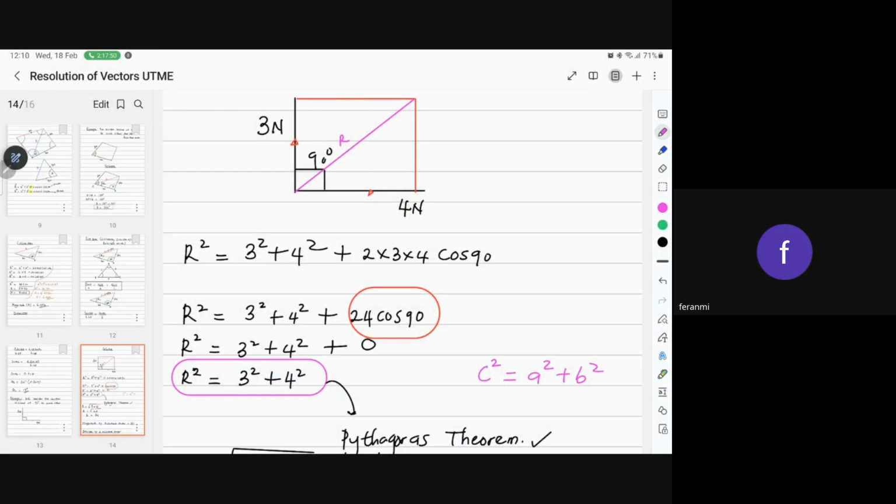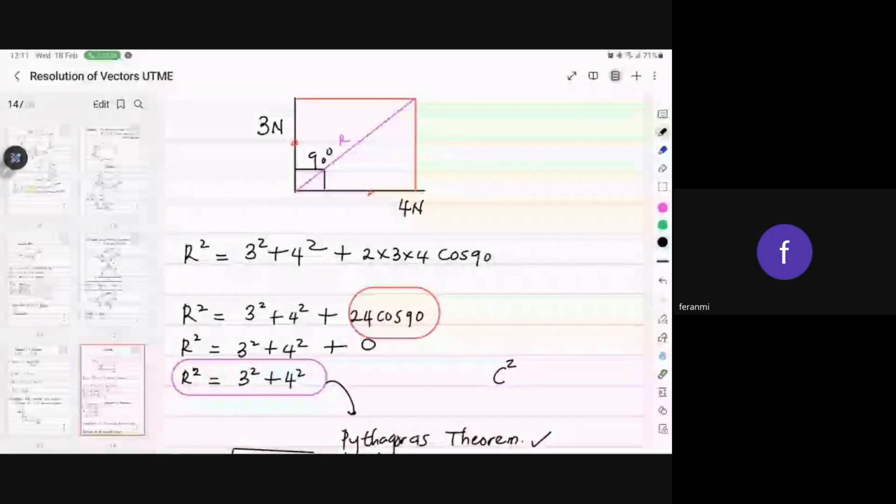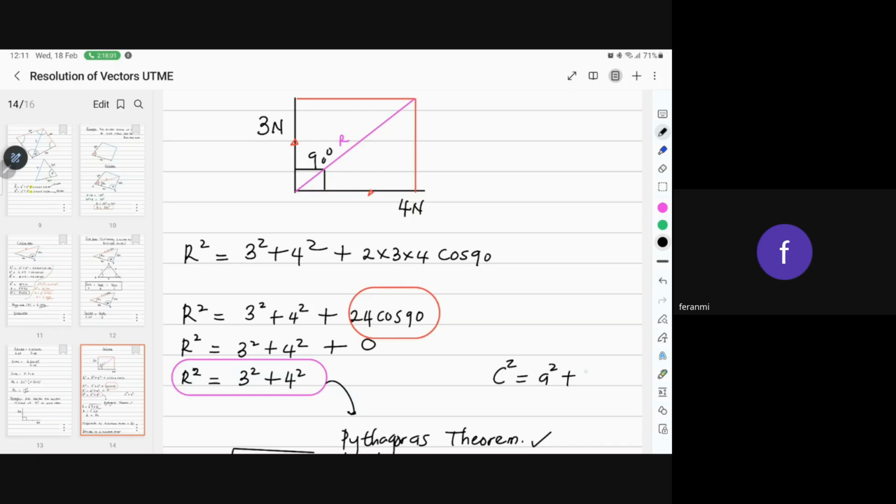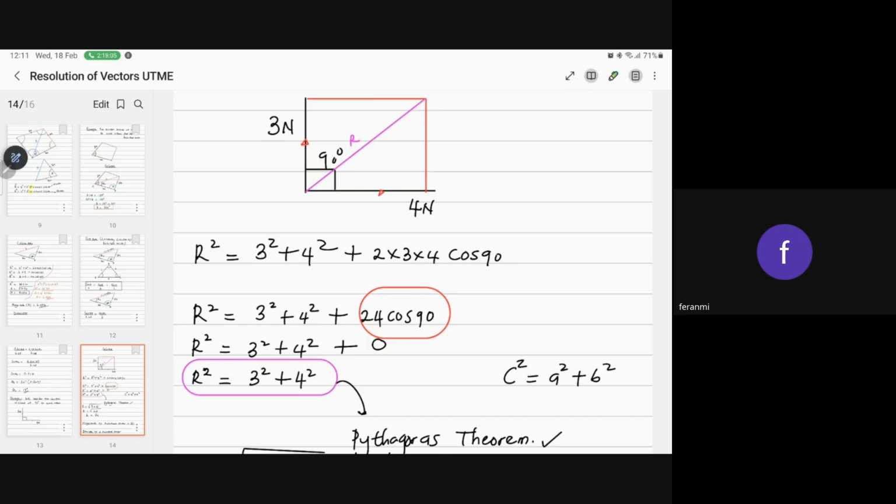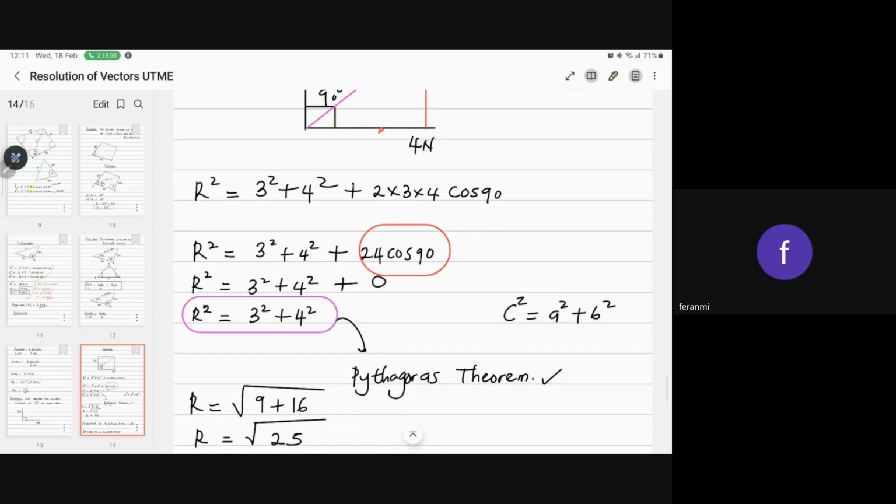And that was what gave birth to case 3. Let me use black here so that in case the quality of the video reduces. So this is c squared equal to a squared plus b squared, Pythagoras theorem. So we said, in case we now have 90 degrees, there's no need of applying cosine rule. Apply your Pythagoras theorem to get the magnitude of the resultant vector.